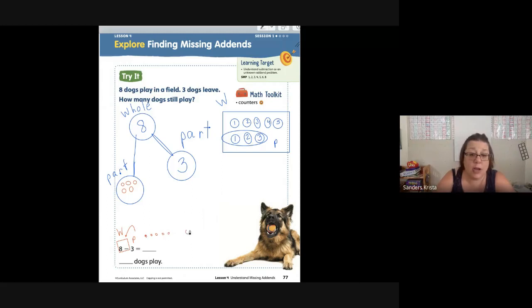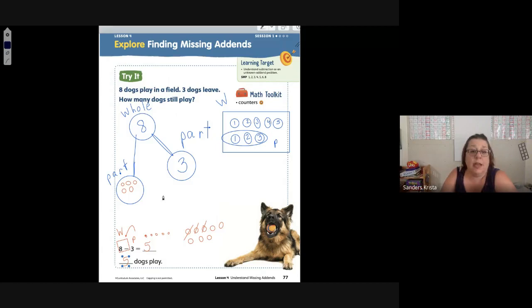I could draw 8. 1, 2, 3, 4, 5, 6, 7, 8. And I could take away 3. 1, 2, 3. It still gives us 1, 2, 3, 4, 5. Just a different way to look at it. So 8 take away 3 equals 5. There are still 5 dogs playing.